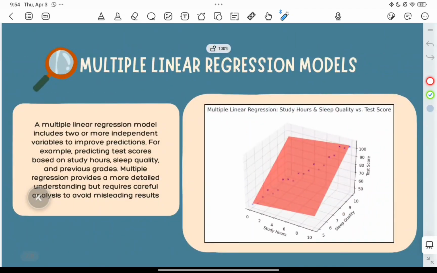Next up, we have an example for multiple linear regression models. A multiple linear regression model includes two or more independent variables to improve predictions. For example, predicting test scores based on study hours, sleep quality, and previous grades. Multiple regression provides a more detailed understanding but requires careful analysis to avoid misleading results. Here is the graph with two or more independent variables to predict a future test score.